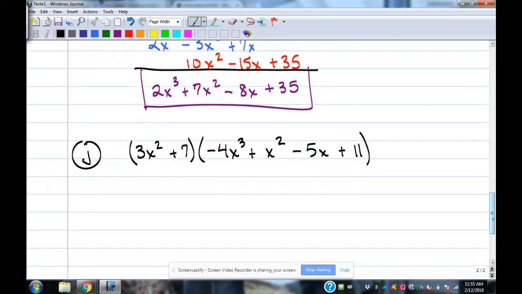So this one is definitely pretty long. You got 2 terms here, and you got 1, 2, 3, 4 terms there. So stacking it up is going to help you a lot. So where do we start? 3x squared times every one of those. Okay, so 3x squared times negative 4x cubed.